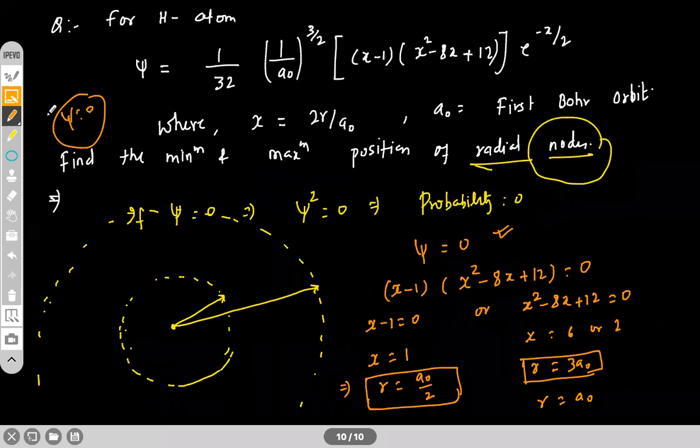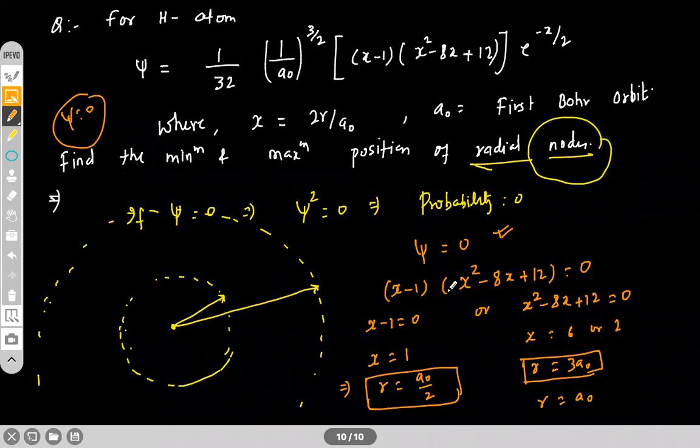Because there is no other way we can do in this question. The only one thing is psi is equals to 0, we have to substitute. Depending upon the question, whether they are asking for the number of nodal surfaces, or maximum, minimum number, or at what distance in terms of a naught we have a nodal surface. They'll give you four options here, like 2a naught, 5a naught by 7, like this. So you have to choose the appropriate one.